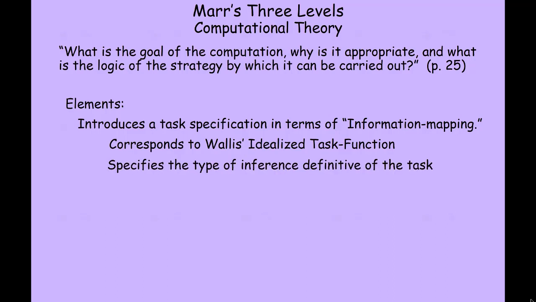Our computational theory also specifies the type of inference definitive of the task. So what's the strategy that the system is going to employ overall to try and solve this problem characterized by that information mapping? And in doing so, it also defines success and failure conditions, right? So it's got to be able to map inputs to outputs correctly, and it's got to be able to do it using this particular kind of strategy.